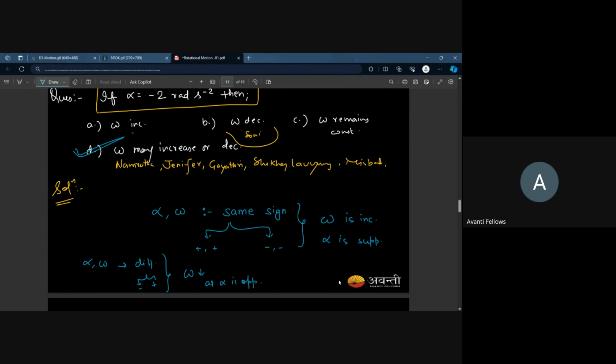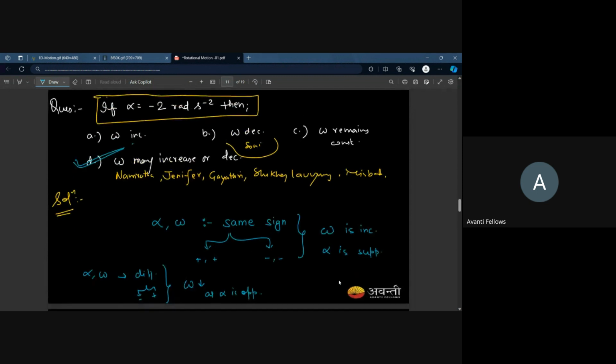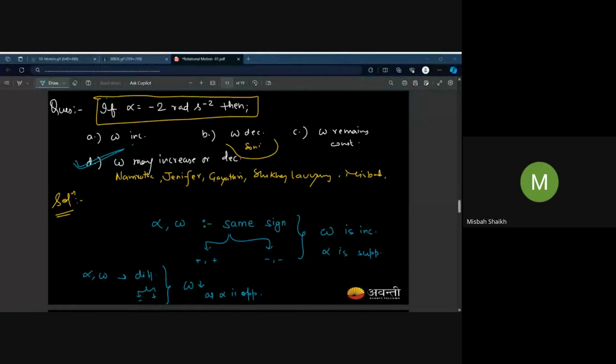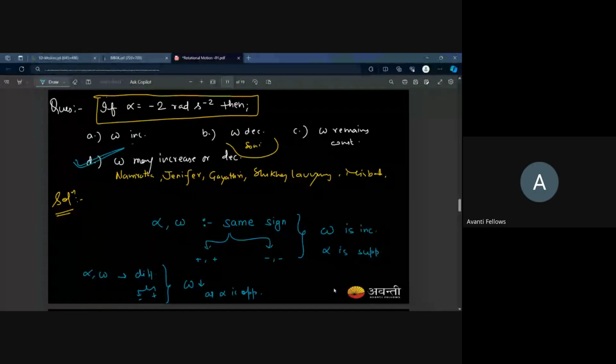So basically, with the value of only alpha, you cannot say whether it's decreasing or increasing. It could be both. That's why it's option D. Is that fine? Yes, ma'am. Very nice. Let's solve this one question.